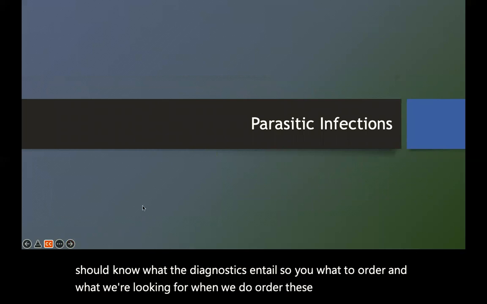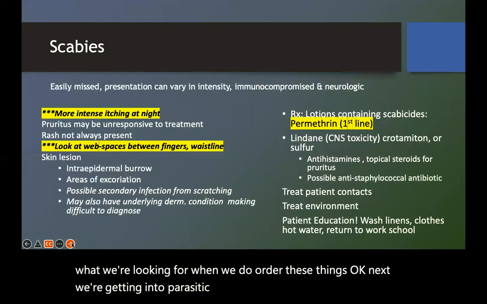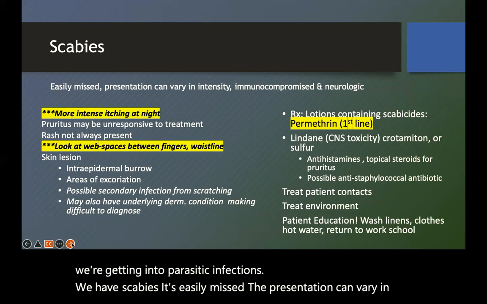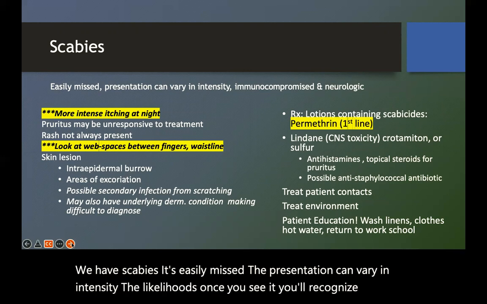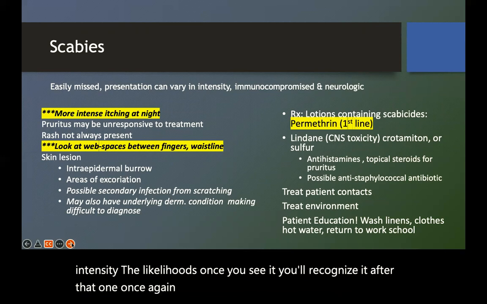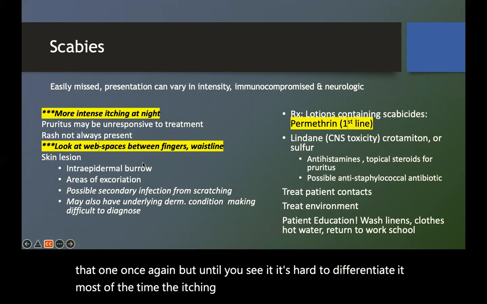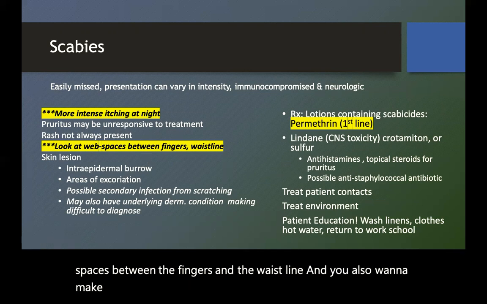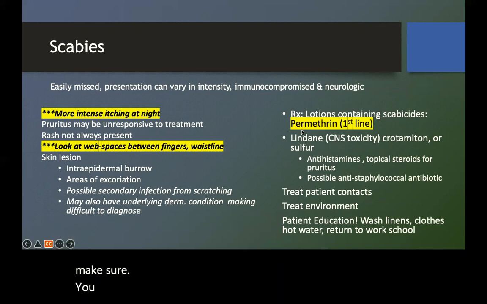Okay, next we're getting into parasitic infections. We have scabies. It's easily missed. The presentation can vary in intensity. The likelihood is once you see it, you'll recognize it after that once again. But until you see it, it's hard to differentiate it. Most of the time the itching is at night. You want to look at web spaces between the fingers and the waistline. And you remember that permethrin is your first line of treatment. You want to treat the patient's context, treat the environment.